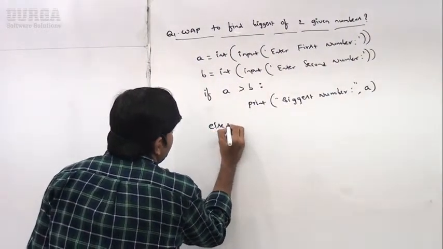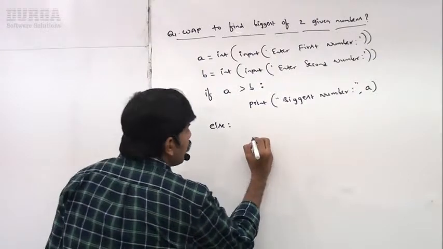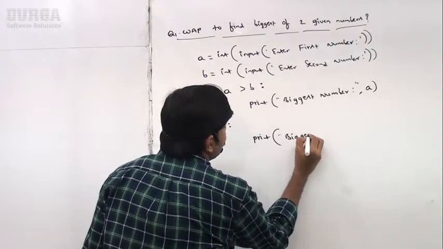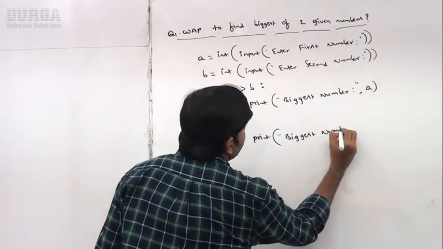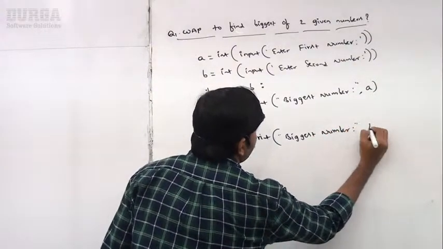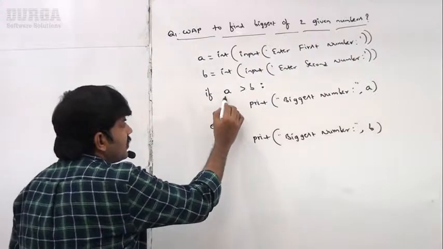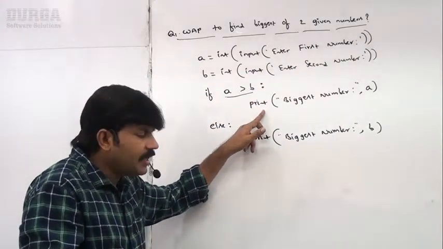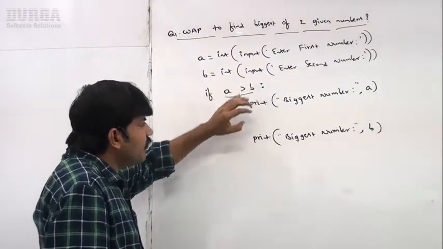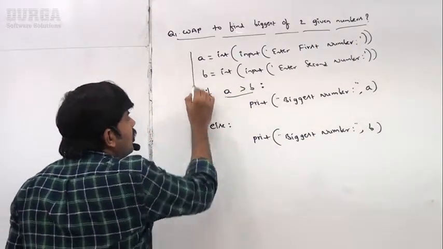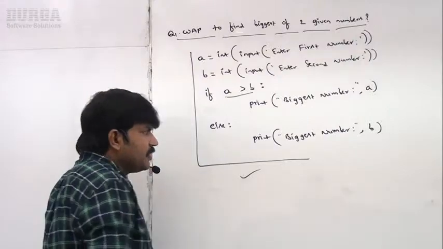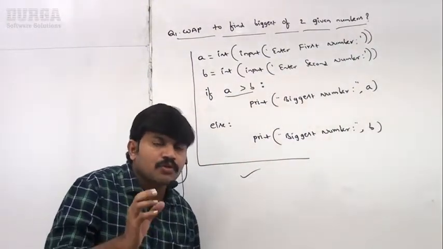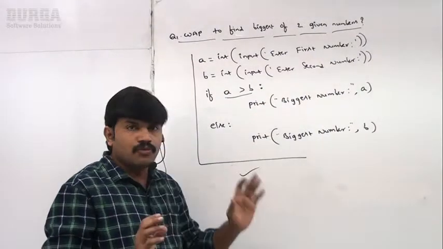Next, else, sir. Else, print "biggest number is b", sir. If this condition is satisfied, if a greater than b, obviously the biggest number is a. Sir, else, if this condition fails, then automatically the biggest number is b, sir. This is just a small Python program to find the biggest of two given numbers, right?